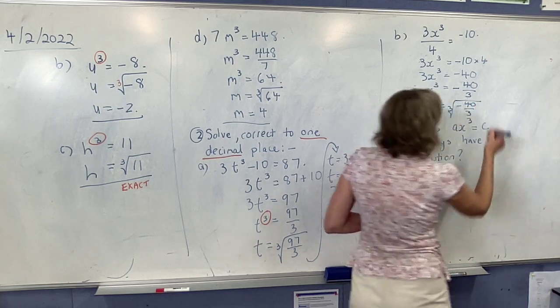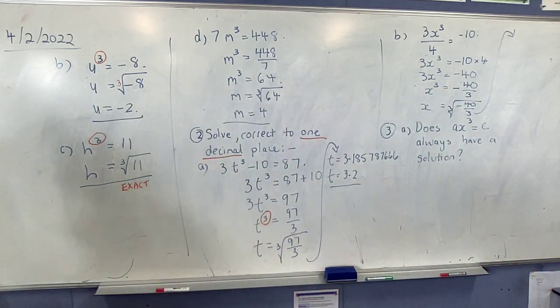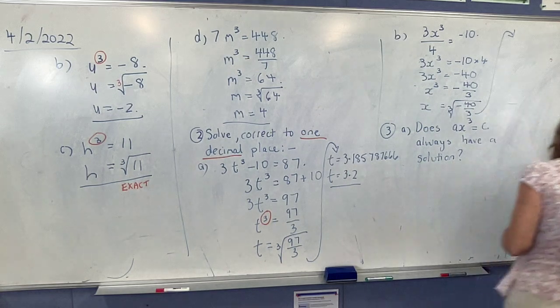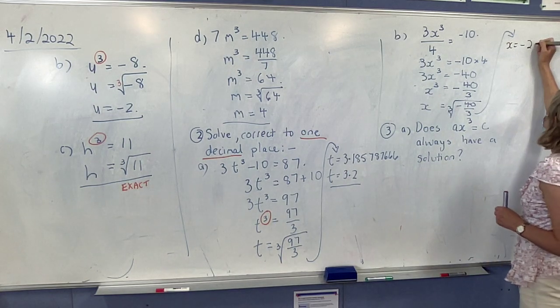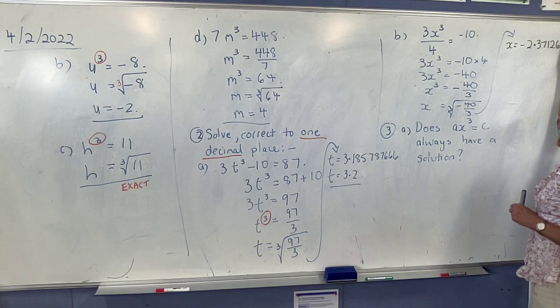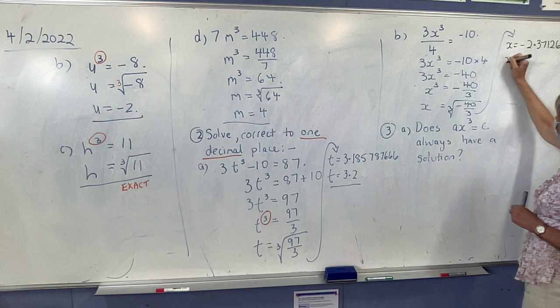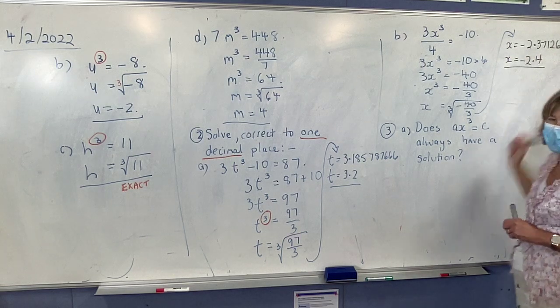And go to your calculator. Do you want to read out the whole decimal? Negative 2.3712622203. Okay, round off. It equals negative 2.4. Good. Any questions?